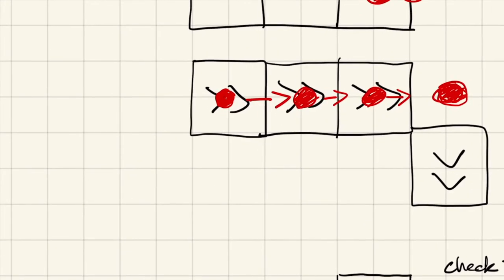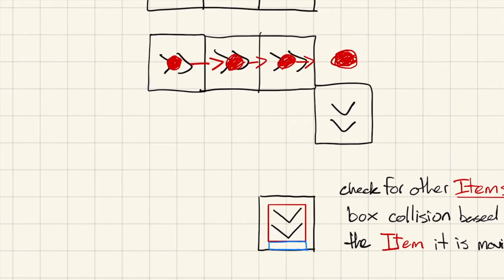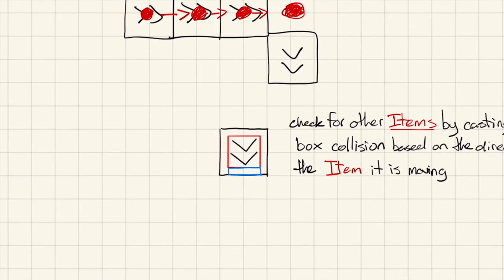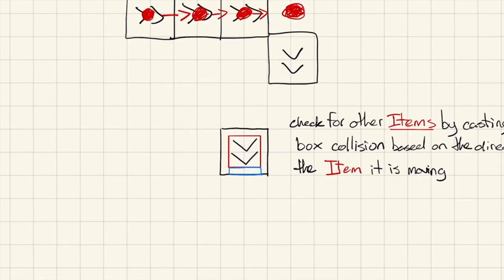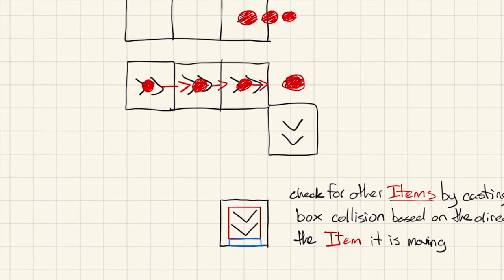So, how is it going to work? Basically, based on the direction the items are going, we want to check. So, for example, here, we're going to write direction. We check the obstacle by raycasting to the right.